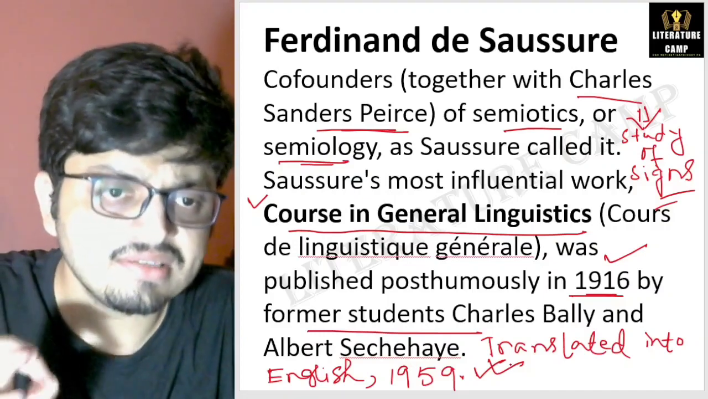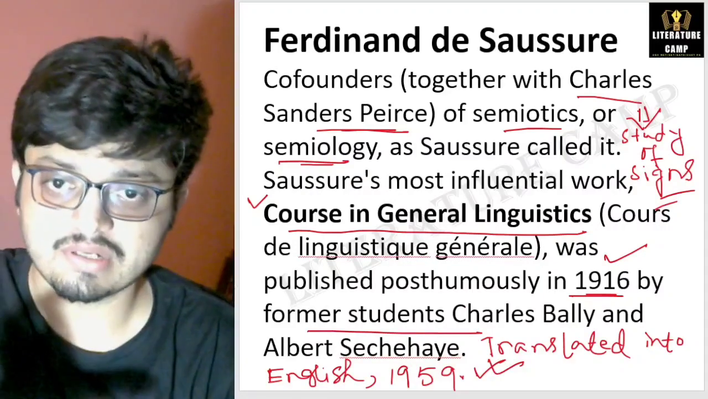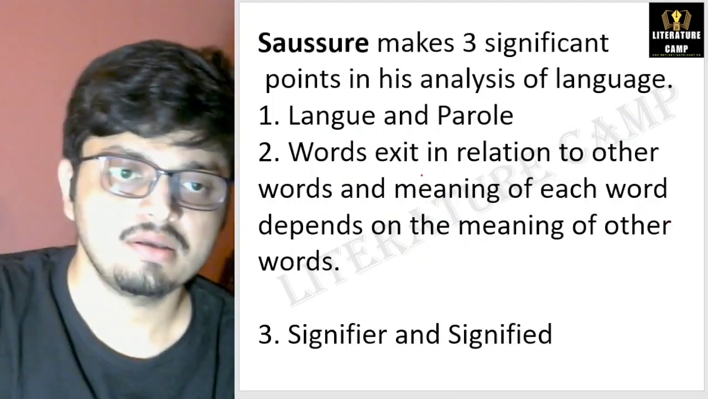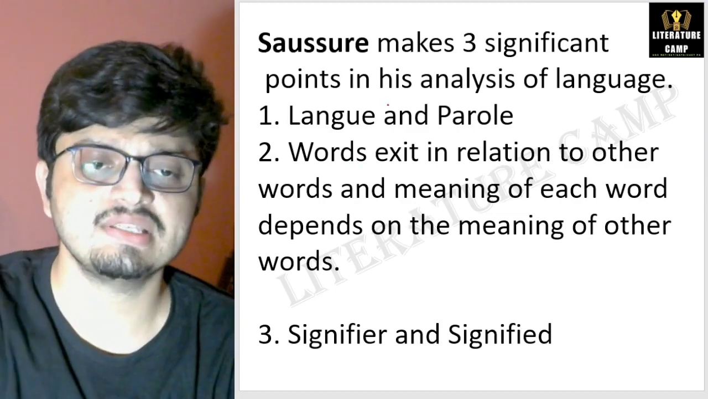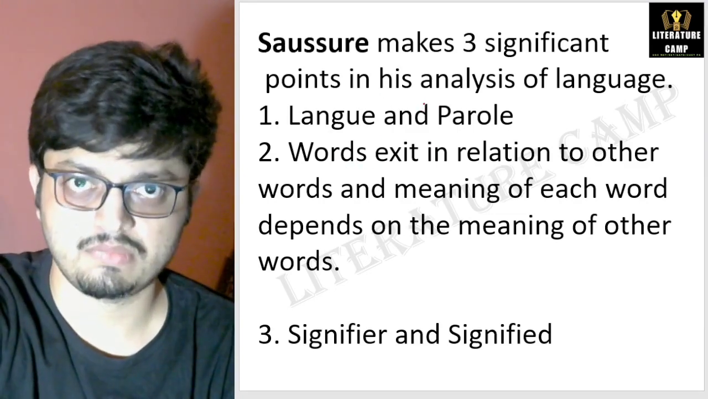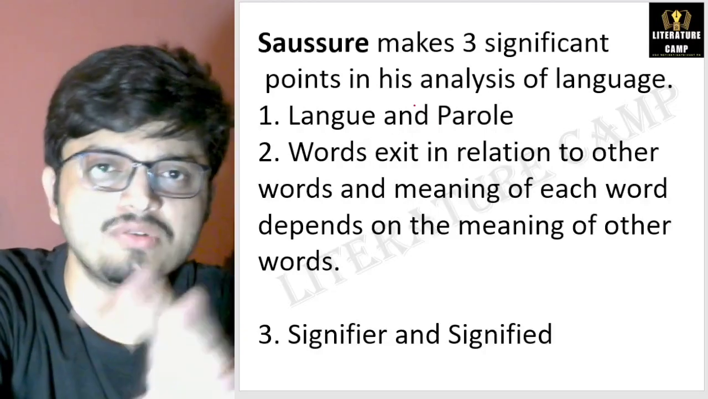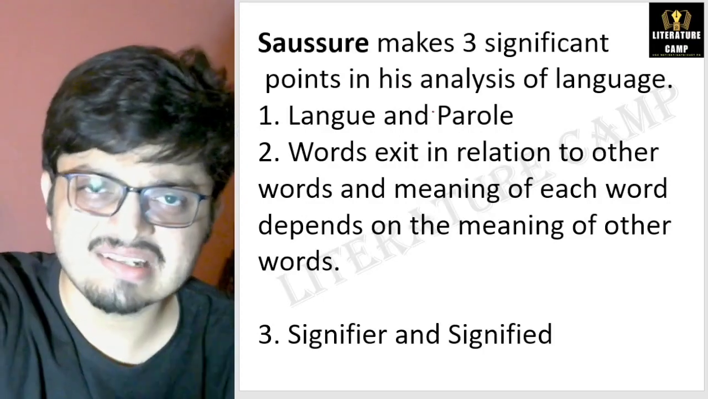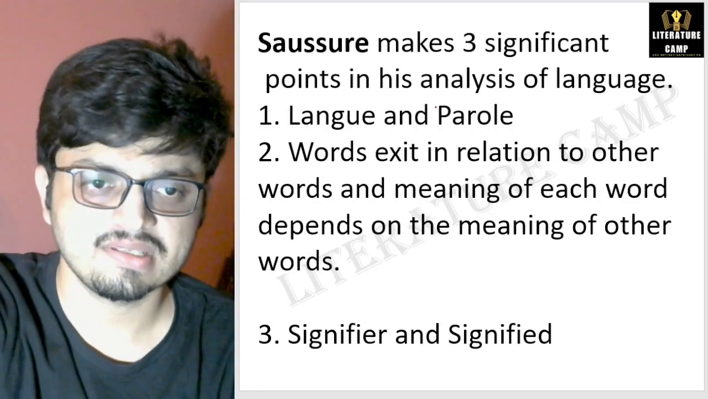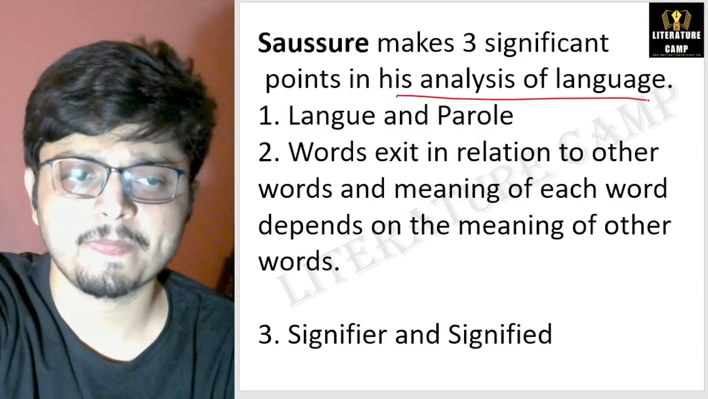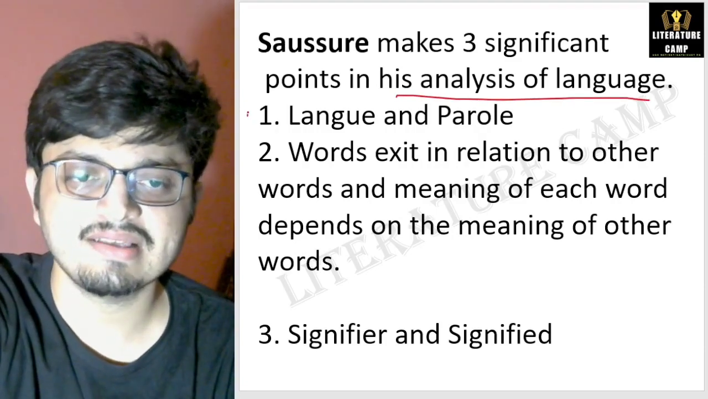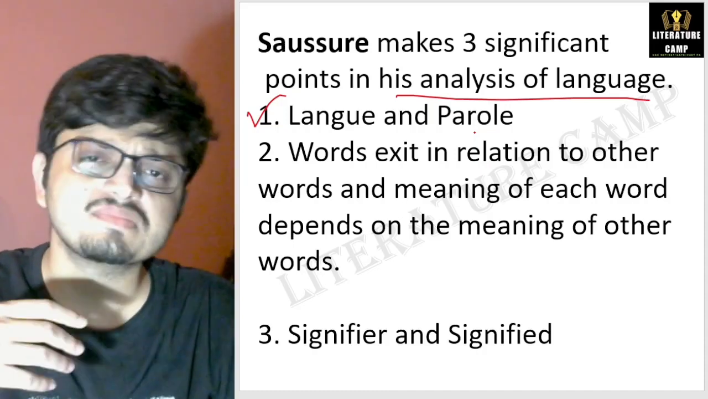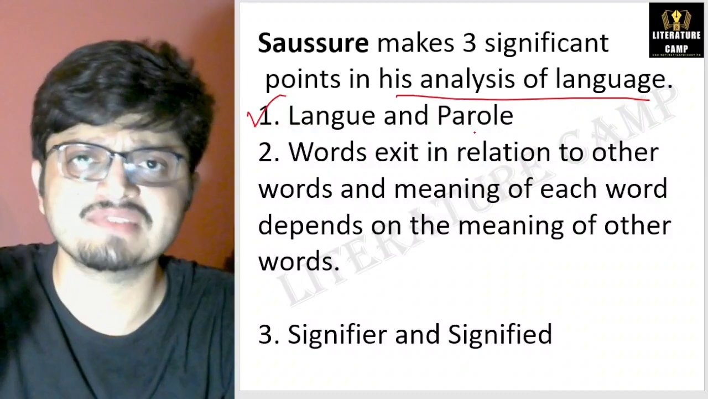So Ferdinand de Saussure, we should focus on his concept right now. He makes three significant points in his analysis of language. I hope you have understood, this is about language, right? So Saussure makes three significant movements or points in his analysis of language. Number one is langue and parole. What is langue? What is parole? Langue means system of rules, system of signs.